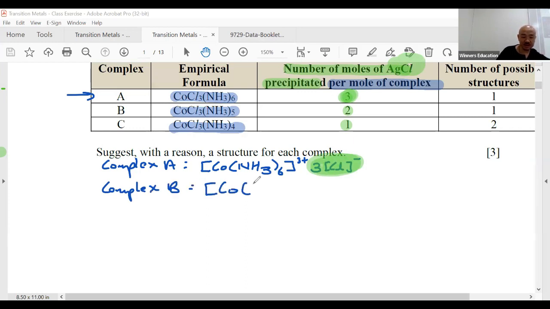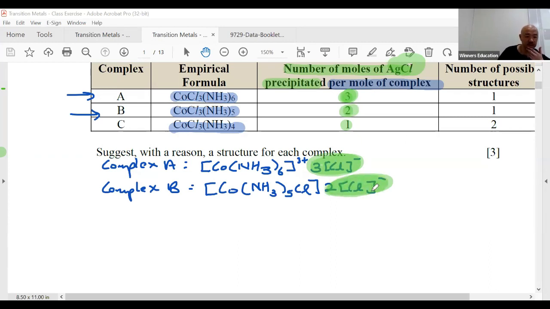So complex B. What is the complex compound? It has 2 moles, so it must have 1, 2, 3, 4, 5, and then your 3 Cl. Again, we're looking at the second one. Of the 3 Cl, two of them are your counter ions. That's it. Again, 2 more is here, 2.